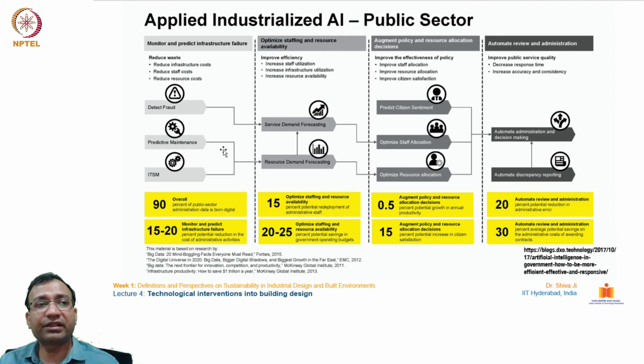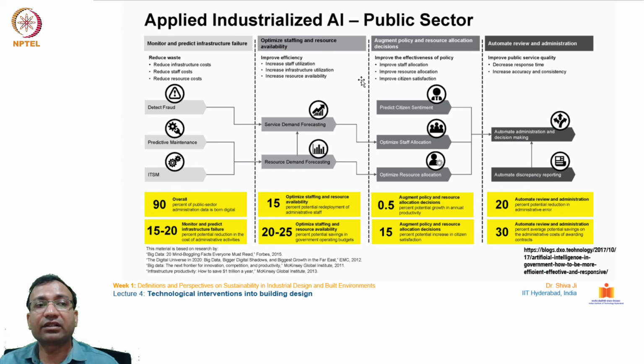So in the public sector, we again have these four columns, so we will try analyzing these. The first column talks about monitoring and predicting infrastructure failure, reducing waste, reducing infrastructure costs, staff costs, and resource costs. These are measures which can be taken up for further improvement, like detecting fraud, if it is happening at a certain level, predictive maintenance, and ITSM.